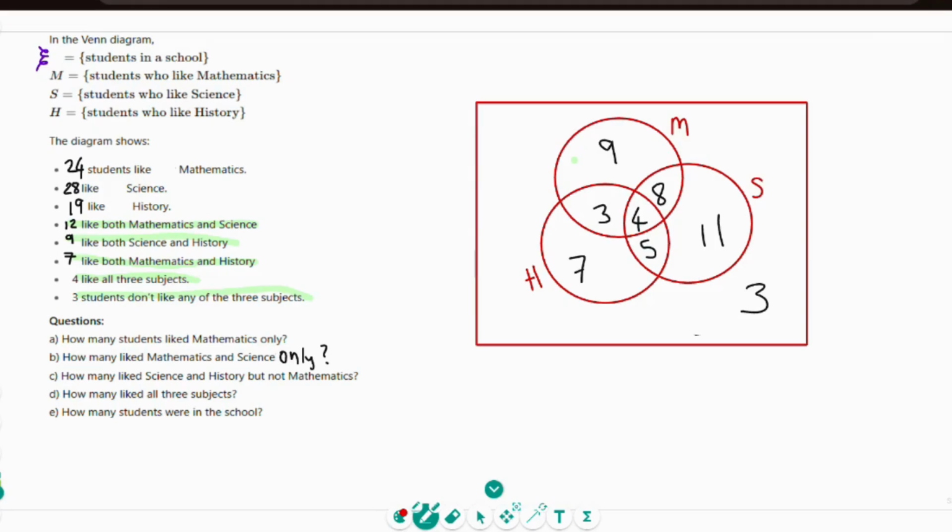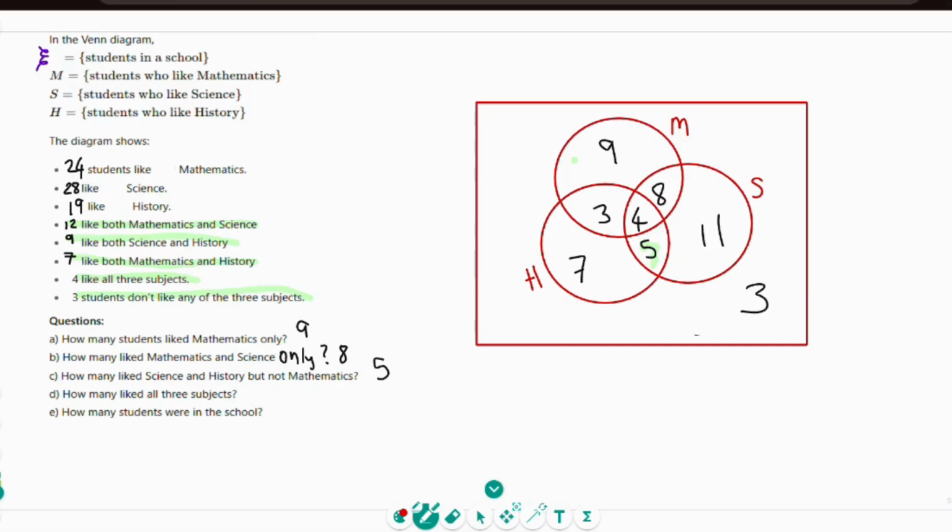So how many students like mathematics only? This is maths only, 9. How many students like mathematics and science only? So this is maths and science only, 8. How many liked science and history but not maths? Oh, this is interesting. Science and history. So this would be science, history and maths. So science and history but not maths. That'd be these 5.